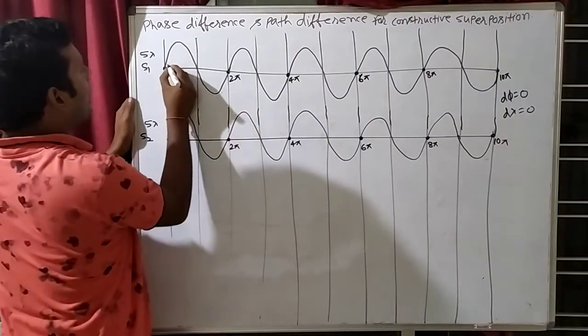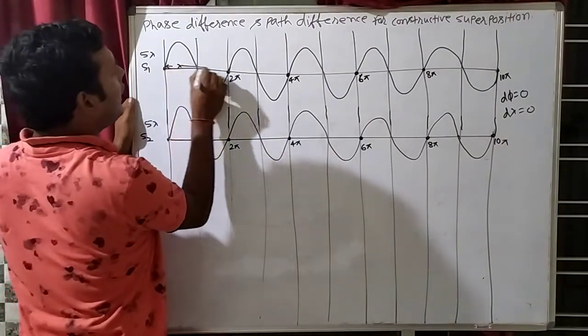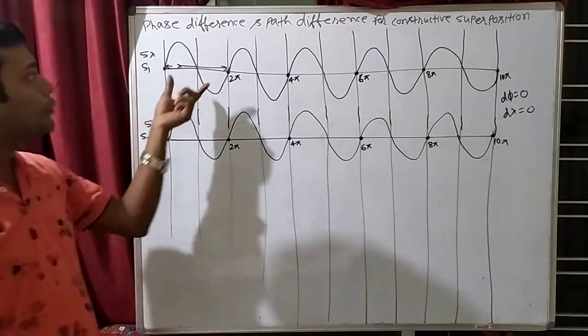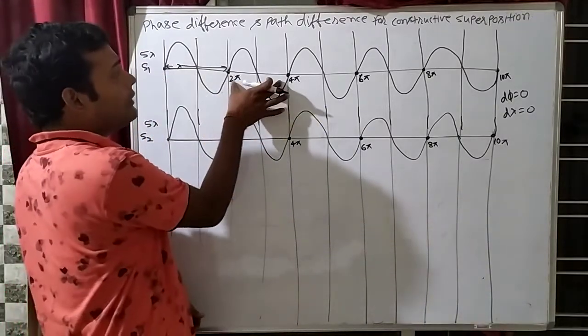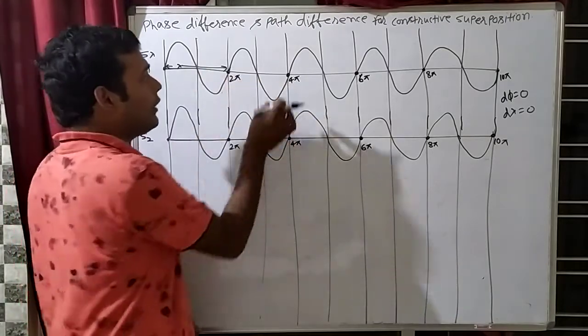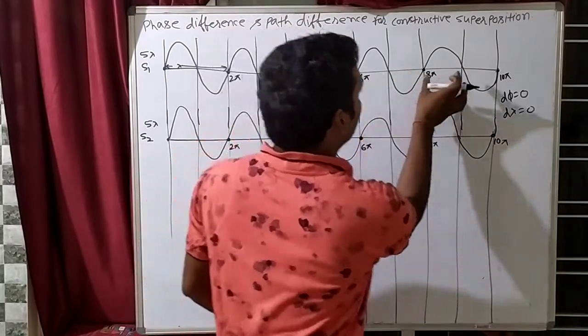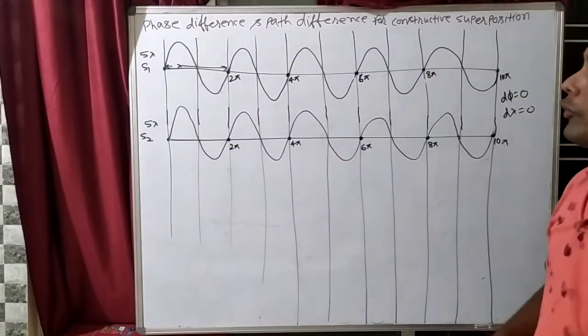What is the distance from here to here? This distance is what? Lambda. That means wavelength. Wavelength of the wave. Lambda is what? Wavelength. So lambda here to here. Again lambda. So lambda plus lambda, 2 lambda. Here to here, 3 lambda. Here to here, 4 lambda. And here to here, 5 lambda. So can you calculate?